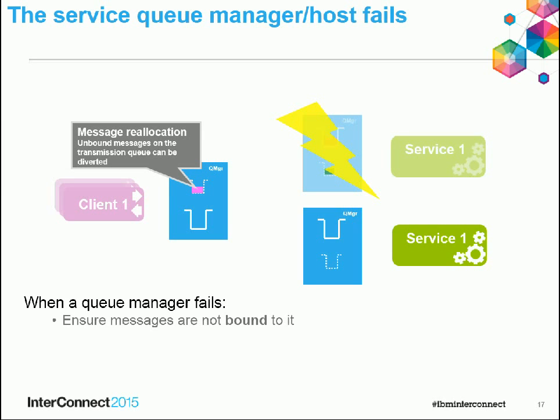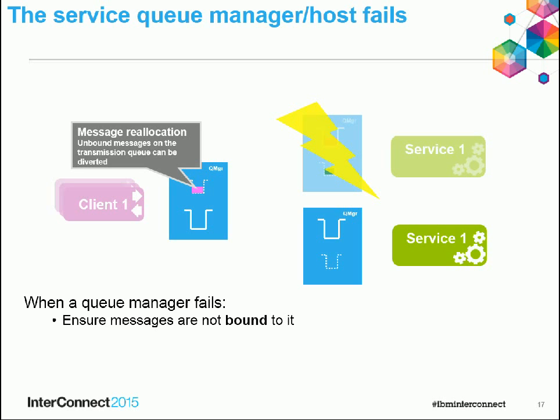If we first look at the messages on the left that are sat on a transmission queue waiting to be sent to that top right-hand queue manager, those messages obviously can't be transmitted to that queue manager because the queue manager is not available, the channel's not going to be available. However, the queue manager on the left detects this because the channel's gone down and knows that those messages could potentially go to the bottom right-hand queue manager because that queue manager hosts the same queue. Now it can only do this if those messages have not been bound to the top right-hand queue manager.